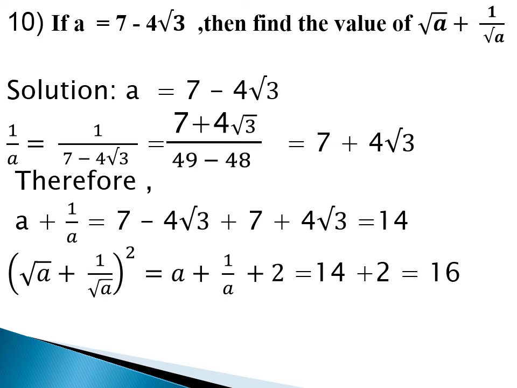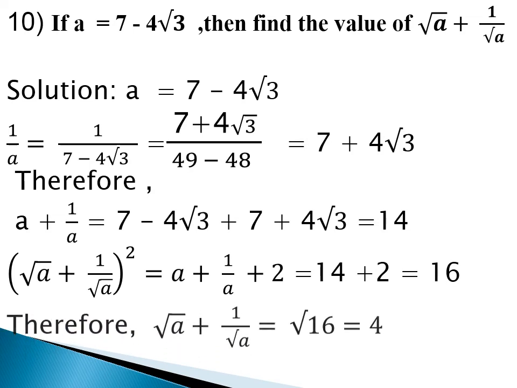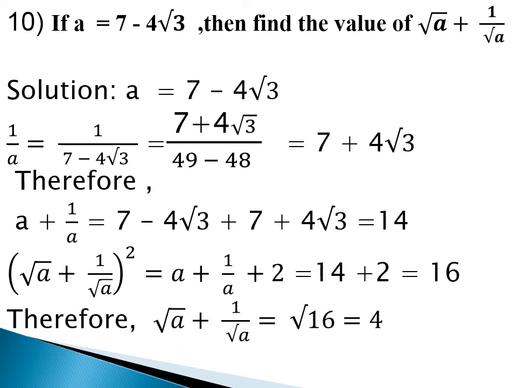So we are making the square of the given question. Root a plus 1 by root a whole square equal to, expand it, a plus 1 by a plus 2. So a plus 1 by a we already calculated, that is 14, and 14 plus 2 equal to 16. So we got that one 16 only, but we don't want any square there. We just want only root of root a plus 1 by root a.